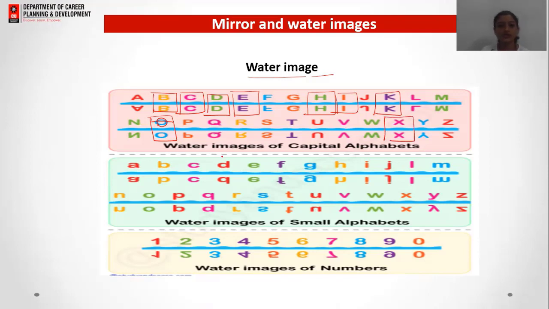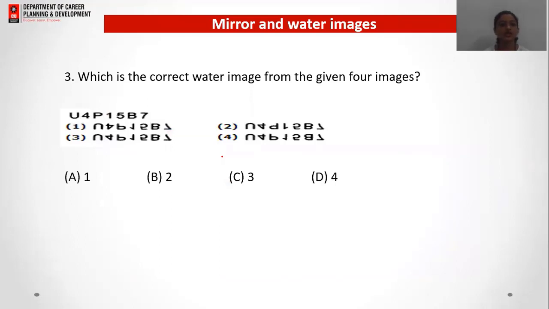So that's why their water image will be same. Now we will do some questions related to the water image. Question number 3. So which is the correct water image from the given 4 images? So we need to find out the water image of these letters as well as digits. So what will be the water image of U? Water image of U is like this.